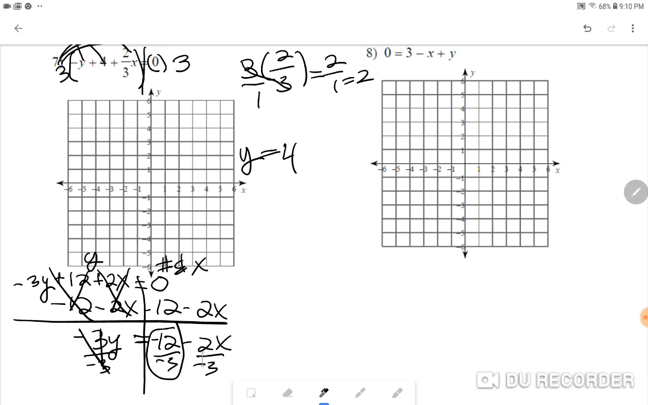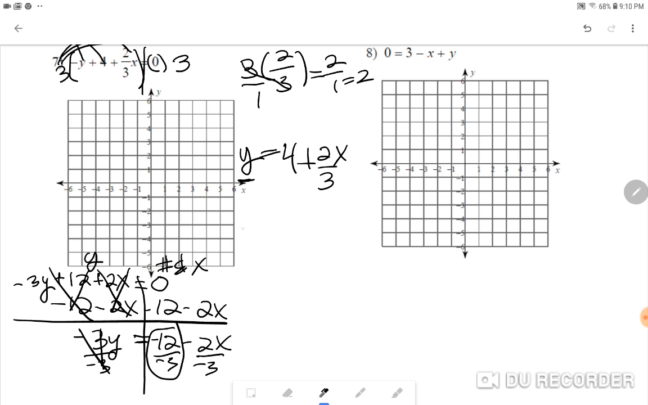Now the 2 does not divide evenly by 3. And a negative divided by a negative will give you a positive. And since 2/3 doesn't divide evenly, leave it as 2/3x. So there you have it, the y is all by itself.